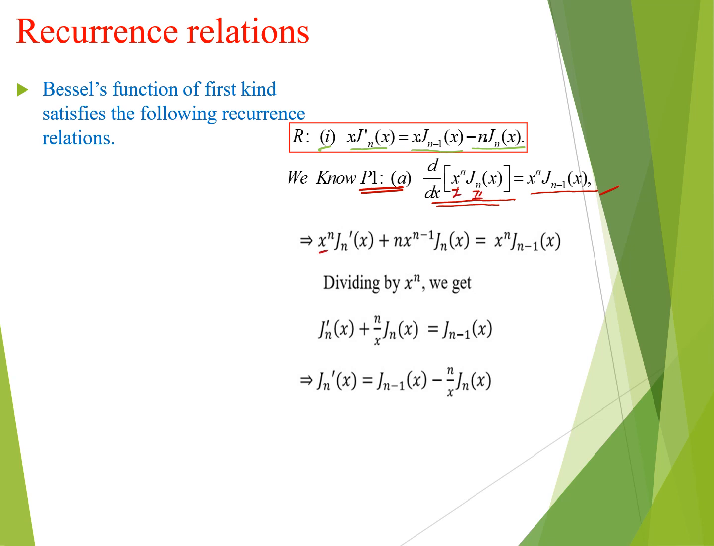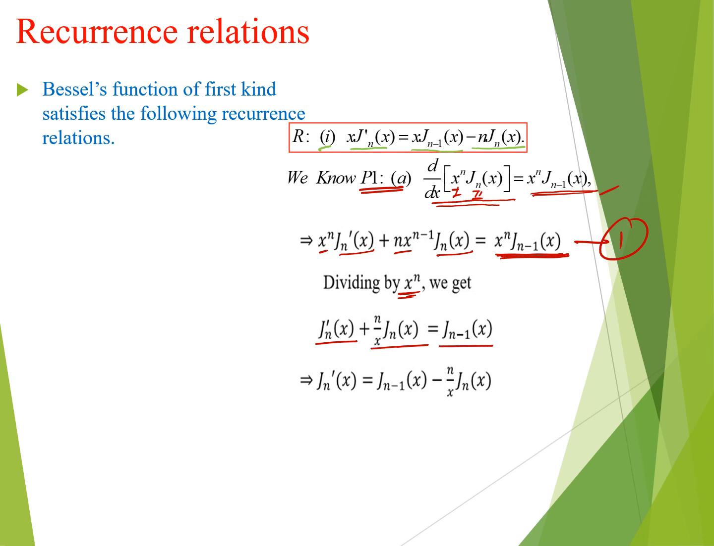First, the derivative of x to the power n times Bessel's function Jn is x to the power n Jn dash plus the derivative of x to the power n, which is n x to the power n minus 1, times Jn. This is equal to the right side portion, x to the power n J of n minus 1. Now we divide this equation 1 by x to the power n on both sides. We get Jn dash plus n by x Jn is equal to J n minus 1 of x.